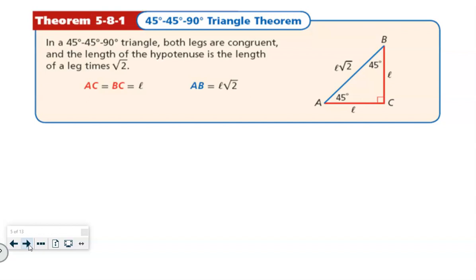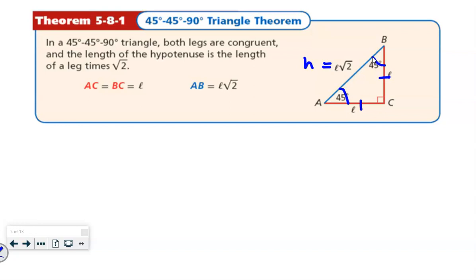There's a couple things I want you to notice about a 45-45-90 triangle. First of all, the angles are congruent and the sides that are opposite those angles are congruent, okay? So we put tick marks on those to indicate that. That's why it says AC is equal to BC, which is equal to the leg. And then it says AB, which is our hypotenuse, is equal to L times the square root of 2.